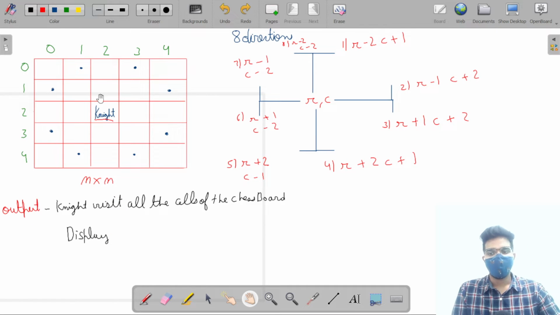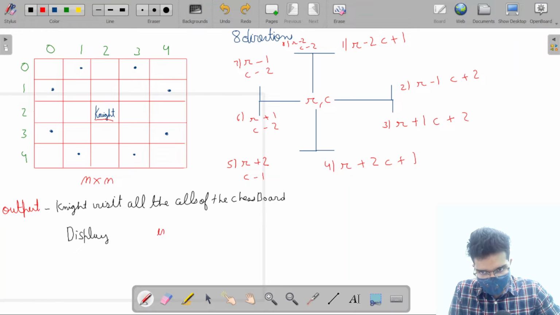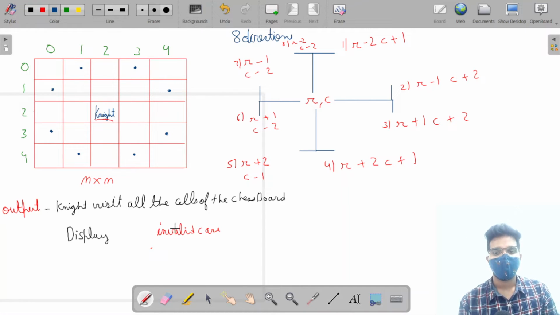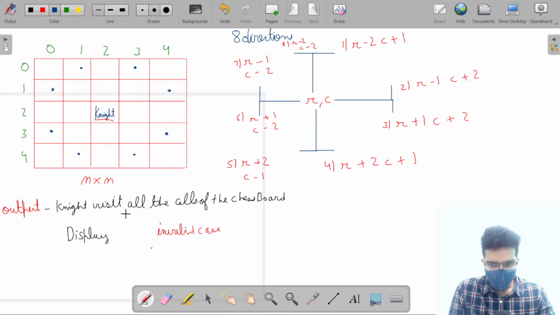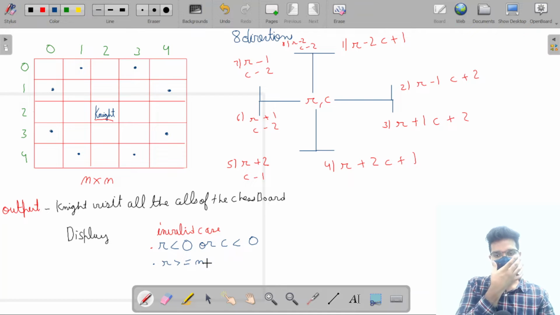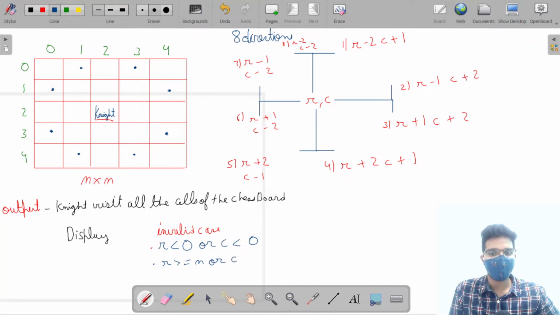So let's talk about the invalid cases. What is the invalid case? If your knight gets out of the matrix, then there is no point. Am I right? So if the knight is somewhere where the row is less than 0 or the column is negative, or the row is greater than or equal to n, as it's an n cross n matrix, and the same for the column being greater than or equal to n.